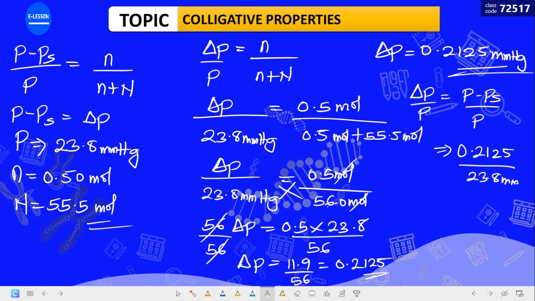23.8 millimeter mercury. So we can say that the relative vapor pressure lowering does not have a unit. So this gives us 0.2125 divided by 23.8, which will give us 0.0893, and this is the relative vapor pressure lowering. So if you are asked to calculate the relative vapor pressure lowering, that is what you do. But if you are not asked, you just calculate only the vapor pressure lowering.